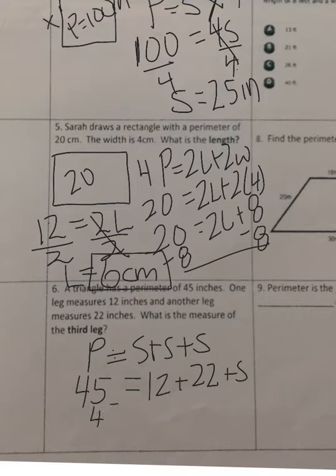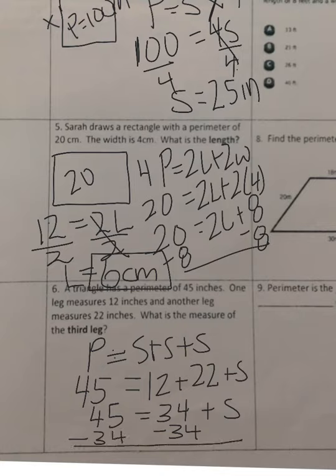And then I'm just trying to find what the other one is. So I'm going to add the 2 that I know. 12 and 22 gives me 34. And so if I take the total perimeter and subtract the 2 legs that I already know, so I'm going to subtract 34, that will give me the third leg or the third side. So the side is going to be 5 minus 4 is 1, and 4 minus 3 is 1. So that means the third leg is going to be 11 inches.